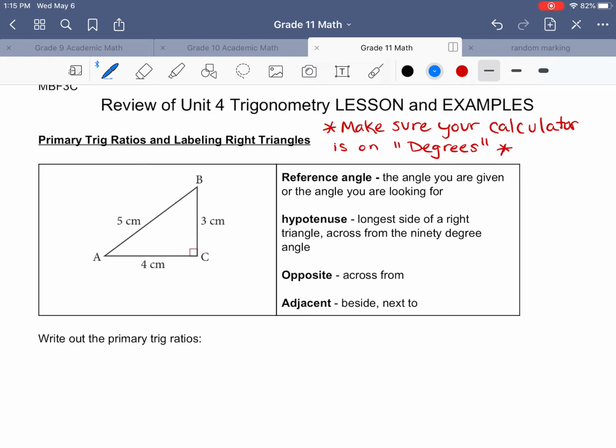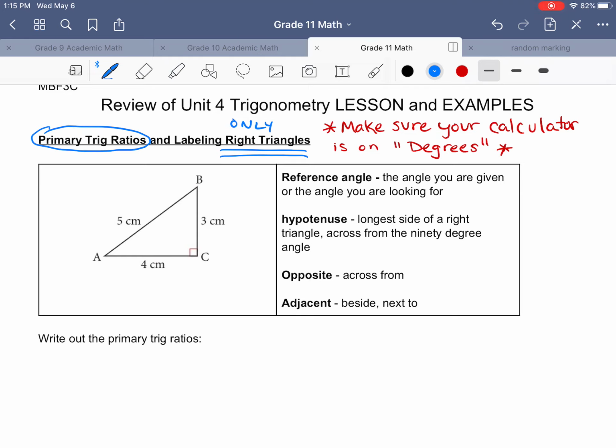So today we're going to be focusing on the primary trig ratios, and these we use with right triangles only. You want to make sure that your calculator is on degrees, and you should also use your calculator and do the calculations along with the examples once we get to them.